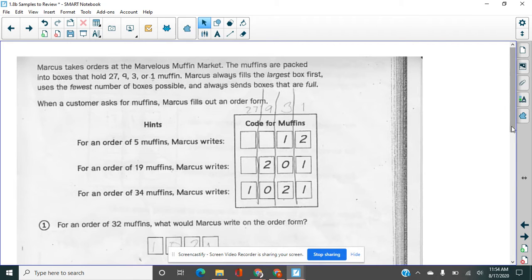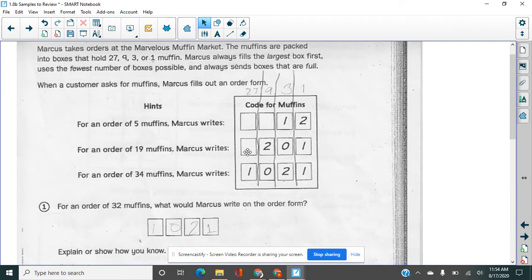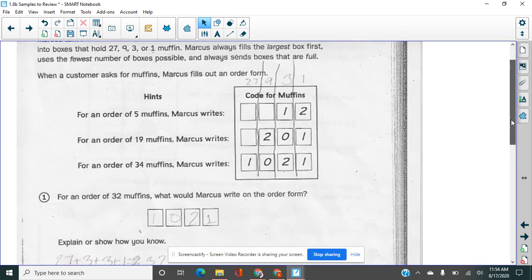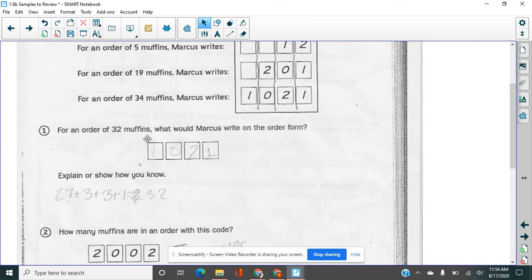So here's a sample student's work, and you can see they did a nice job labeling these and actually even split the place values, right? I really like that. And as I go down here, they have for an order of 32 muffins, what would Marcus write on the order form? And so they picked one group of 27, and you can see they wrote that right here. No groups of 9. Now, one thing that might have made this a little easier for them is if they wrote these numbers on the top here, 27, 9, 3, and 1. Just would help. So no groups of 9. All right. Two groups of 3. So they wrote two groups of 3 and one group of 1. So their ideas were correct.